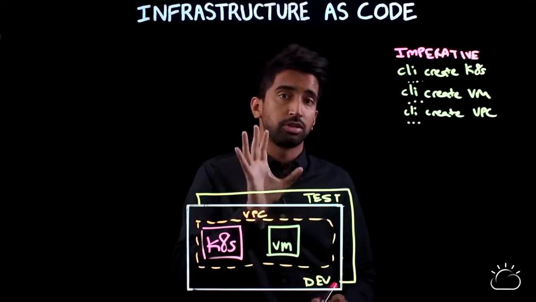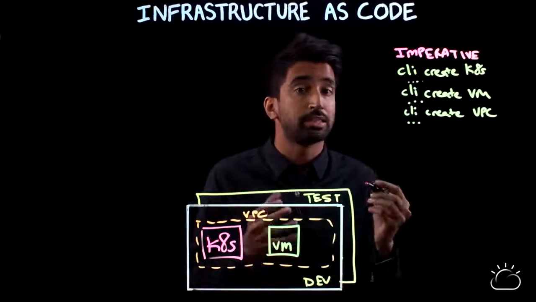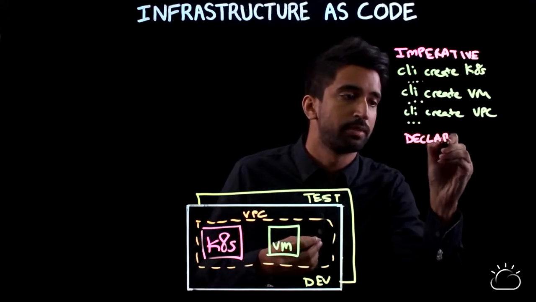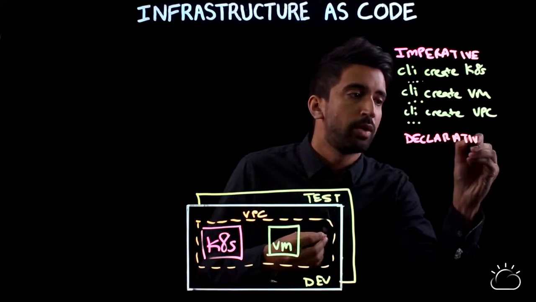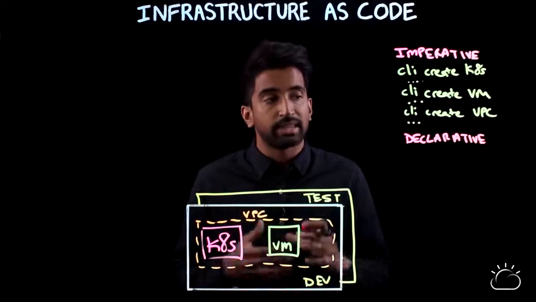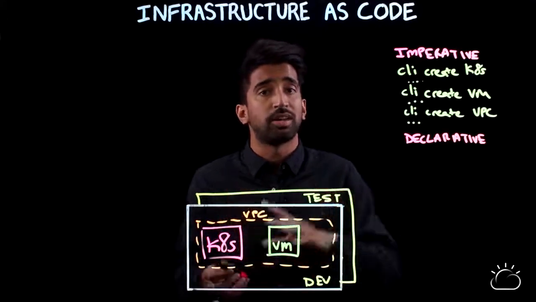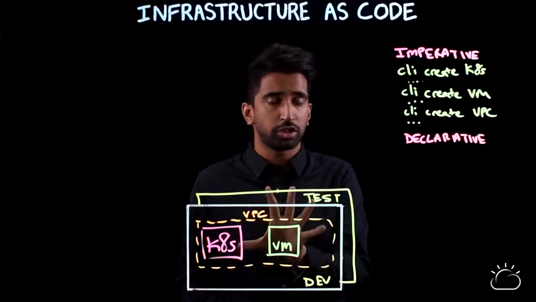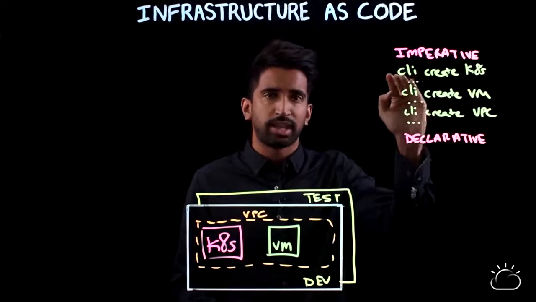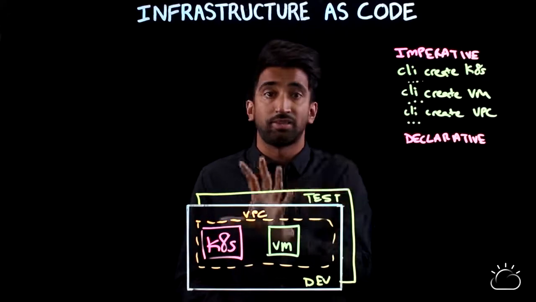Another approach to infrastructure automation is going to be declarative. And this is actually my favorite approach. Now, a declarative approach would be something like Terraform. And what this basically allows you to do is define the final state of your infrastructure, and then it lets the provider handle the rest. So instead of defining every step, you just define the final state.